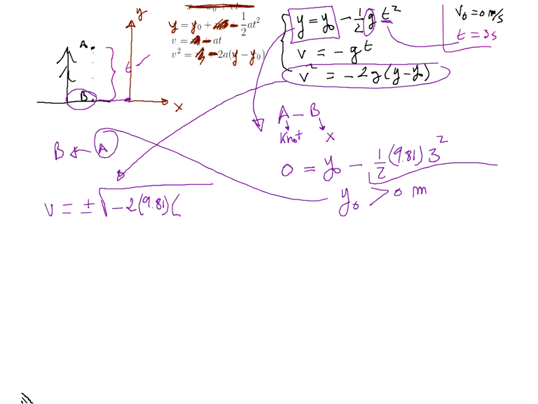If we go from A to B. Remember, if we go from A to B, initial is A, final is B. Y naught refers to A, initial. Y refers to B, final. Excellent. Wait. Y is equal to 0. I agree. Same as before.